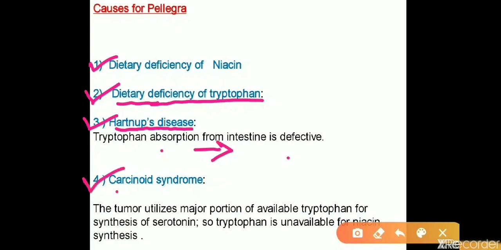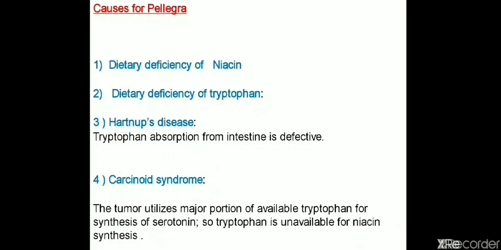And the fourth cause is carcinoid syndrome. Carcinoid syndrome is actually a malignant condition, and in this malignancy, tryptophan is mainly used for the formation of a neurotransmitter known as serotonin. Actually, tryptophan has two pathways: one is the serotonin pathway and the second one is the nicotinic acid pathway. In carcinoid syndrome, tryptophan is mainly used for serotonin formation, so tryptophan is not available for niacin synthesis. That results in niacin deficiency in carcinoid syndrome.